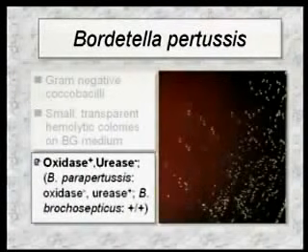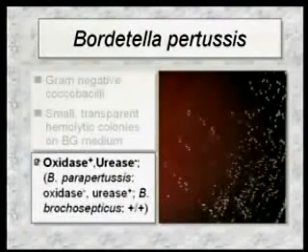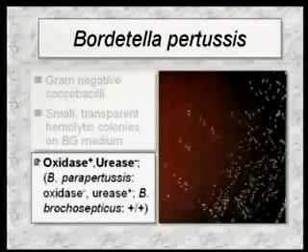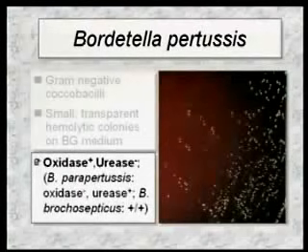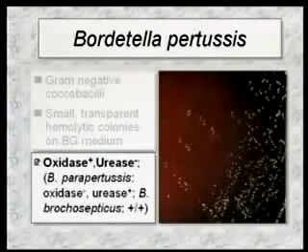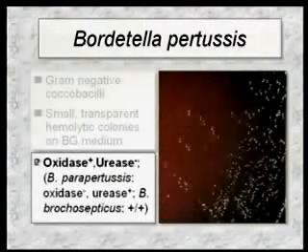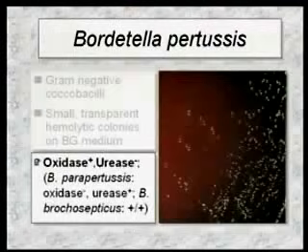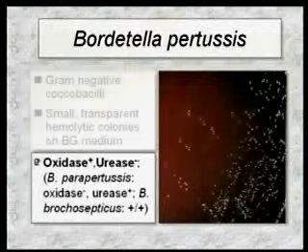Okay? They are oxidase positive and urease negative, for the enzymes. And that's one of the tests that's applied to distinguish Bordetella pertussis from parapertussis or bronchiseptica. Parapertussis is oxidase negative, urease positive, and bronchiseptica is positive for both enzymes.